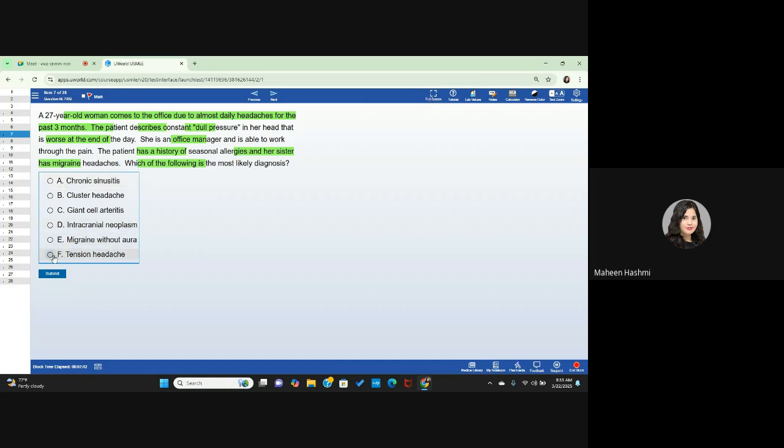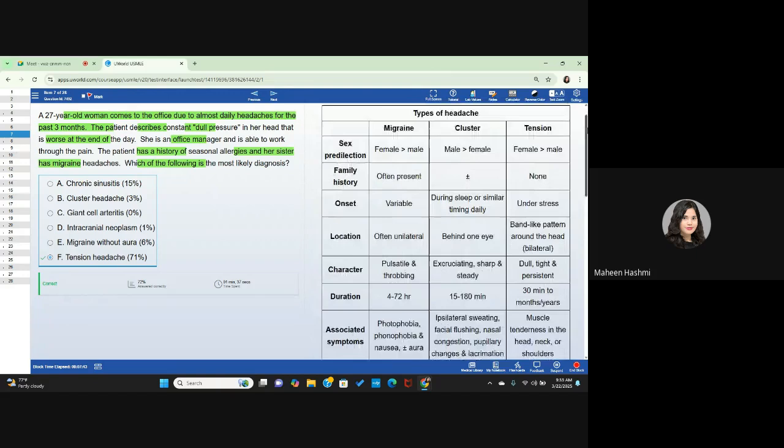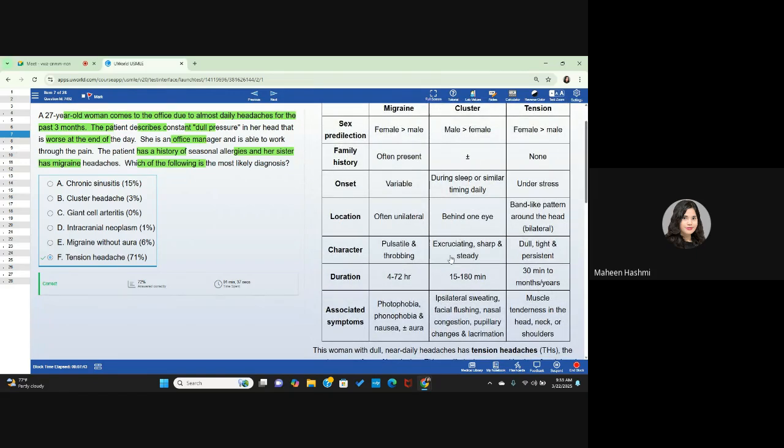All right, so we know that it's a tension headache. Again, very high yield for you to remember. I told you that in cluster headache, usually you have eye symptoms, and you have excruciating pain behind the eye. Again, you have facial flushing, nasal congestion, lacrimation. Usually you'll find them in males more.